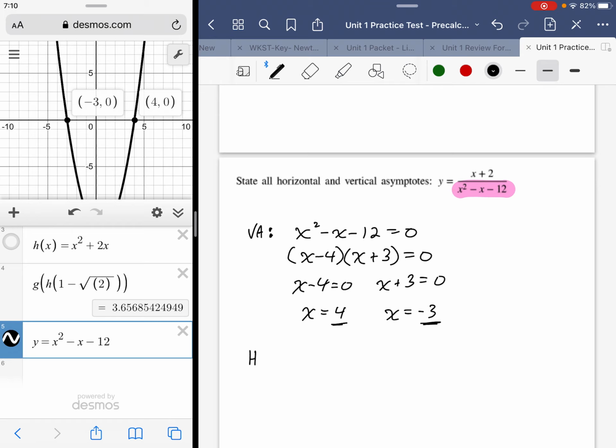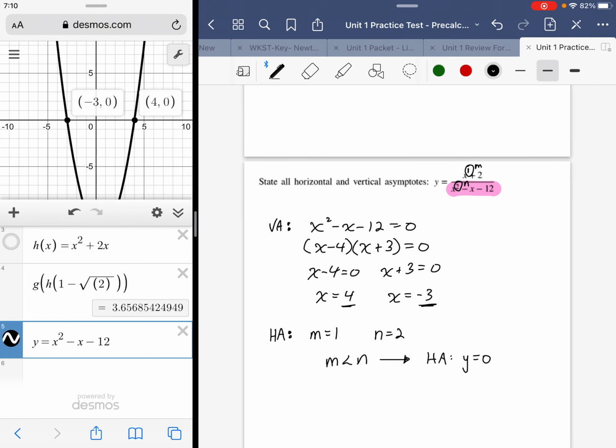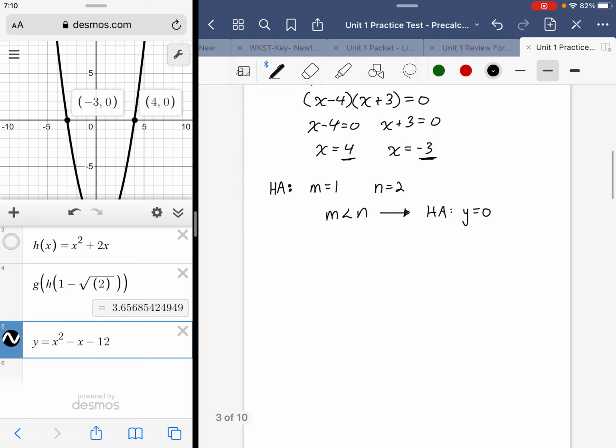For the horizontal asymptotes, we're looking at the highest power on the top of the fraction, we call that m. The highest power on the bottom of the fraction, we call that n. So in this case, m is equal to 1, n is equal to 2. The relationship here is that m is less than n. In your notes, take a look under horizontal asymptotes. If m is less than n, then your horizontal asymptote is the line y equals 0. Alright, so that's probably the most straightforward way of taking care of that one.